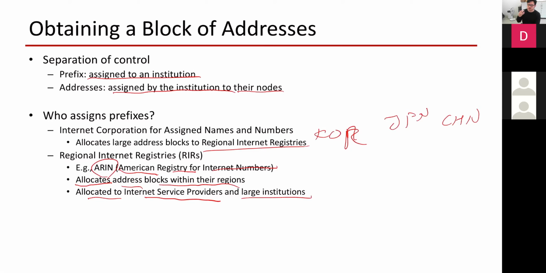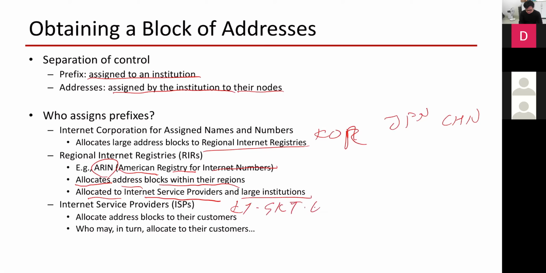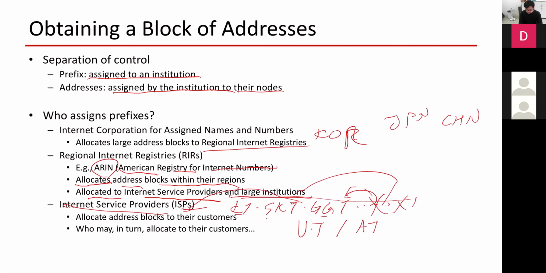So ISPs in Korea are KT, SKT, and LGT. We used to have many, but they all merged into bigger companies, so there are about 3 ISPs in Korea. In the US, there's Verizon, AT&T, and Sprint, about 4 major companies, which divide the whole nation. They allocate address blocks to their customers, who may in turn allocate them to their own customers.